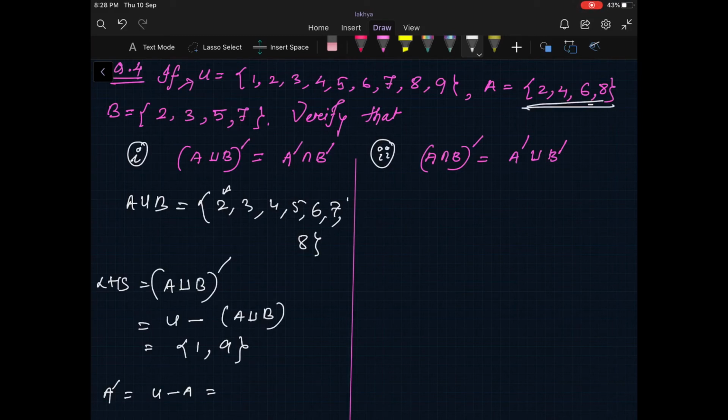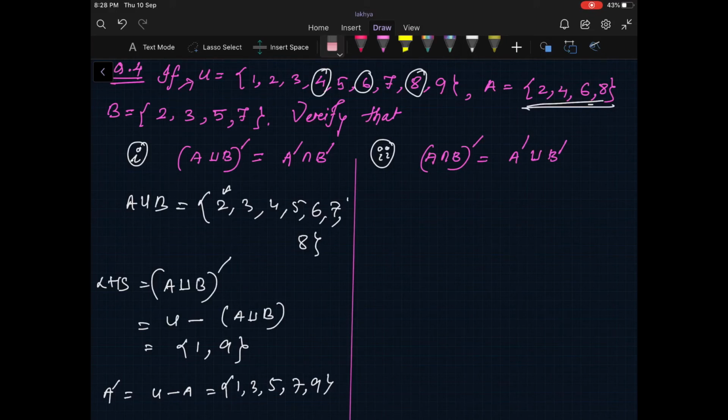In order to find the A complement, eliminate all the elements in set A from the universal set. So here 2, 4, 6 and 8 are the elements in set A, so eliminate those, and the set of the remaining elements is A complement. So here 1, 3, 5, 7 and 9. Okay, this is A complement.